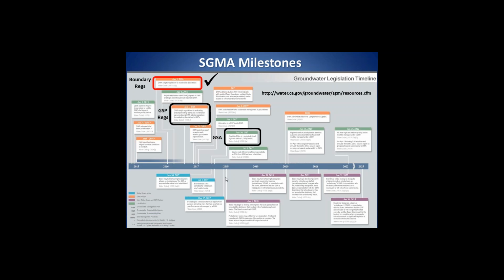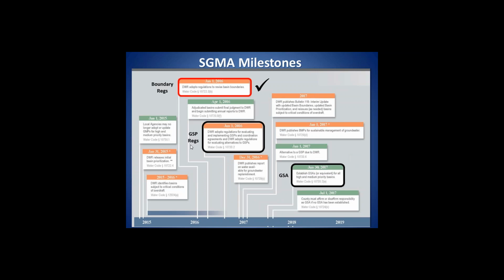So what you see here in front of you is the overall SGMA milestones and timelines. This is for the greater general SGMA program, but what I really want to focus in on is these highlighted boxes here. So I want to highlight that the boundary regulations effectively are scheduled for January 1 through March 31st, which is our first submission period the department is offering for local agencies to make boundary modification requests.